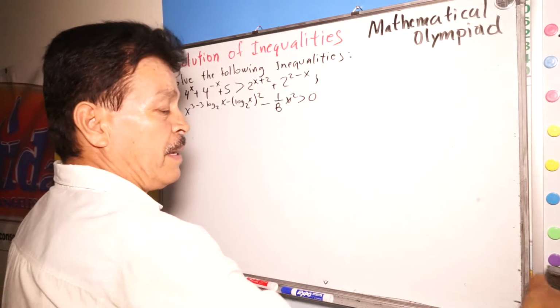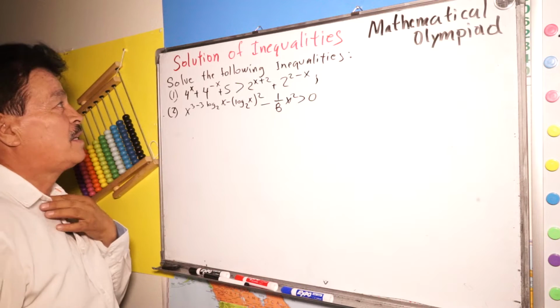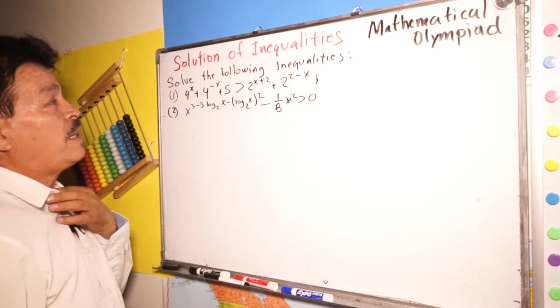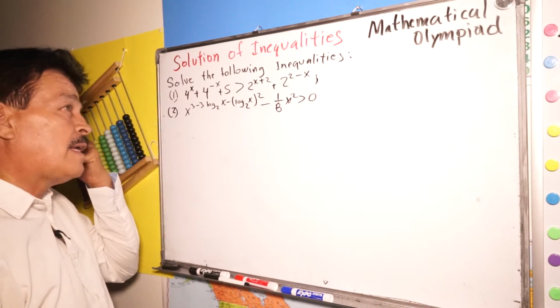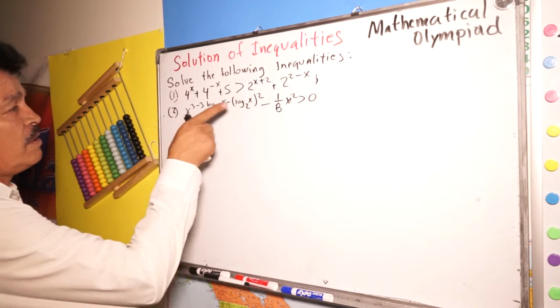To a Math Olympiad, we have two problems here. The topic is solving inequalities, so it belongs to inequalities. These are two problems. The first one is to solve the following inequalities.